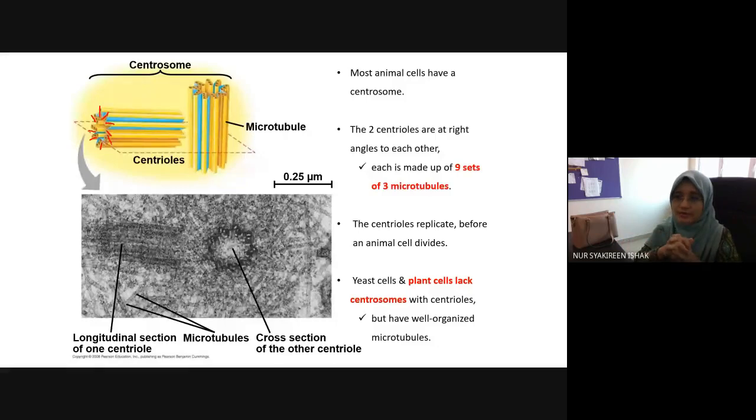Most animal cells have a centrosome. The 2 centrioles are at right angles to each other, and each is made up of 9 sets of 3 microtubules. The centrioles replicate before the animal cell divides, so before an animal cell undergoes meiosis or mitosis, the centriole will replicate first. Yeast cells and plant cells do not have a centrosome with centrioles, but they have well-organized microtubules that are involved in cell division.